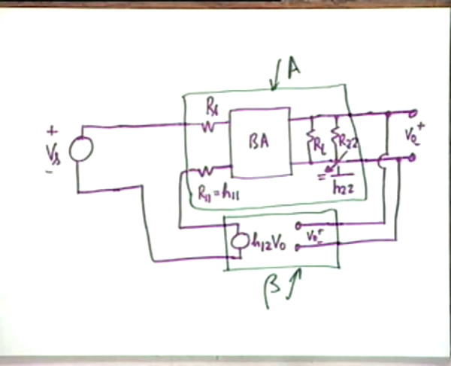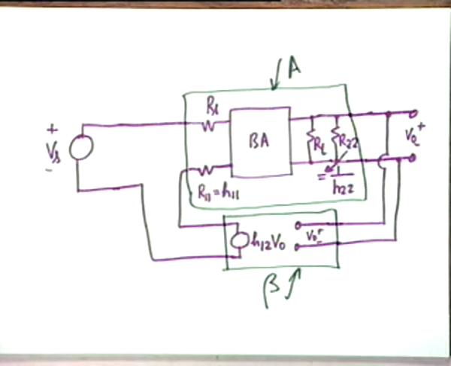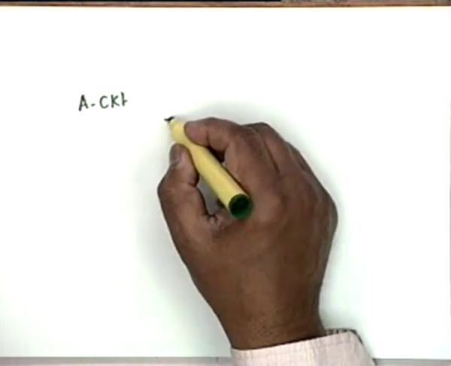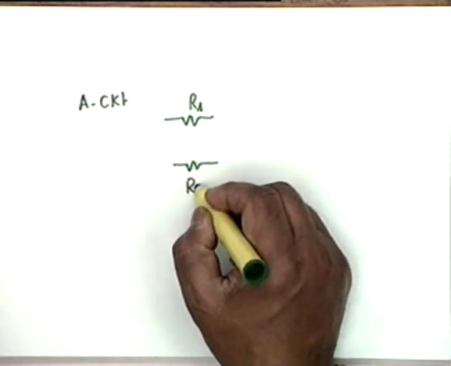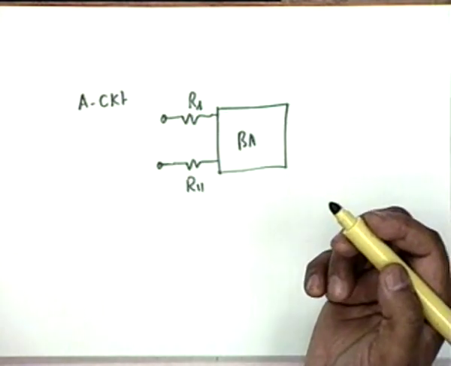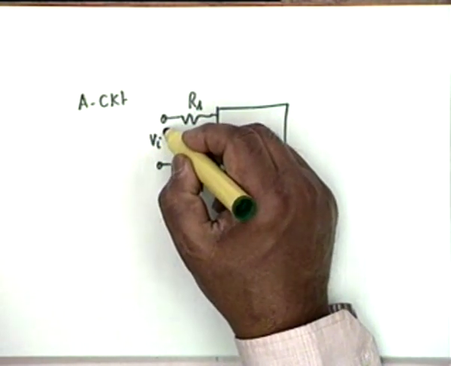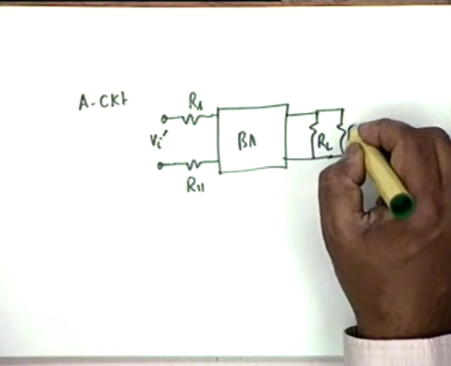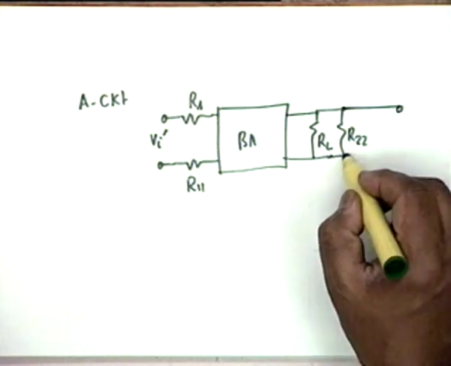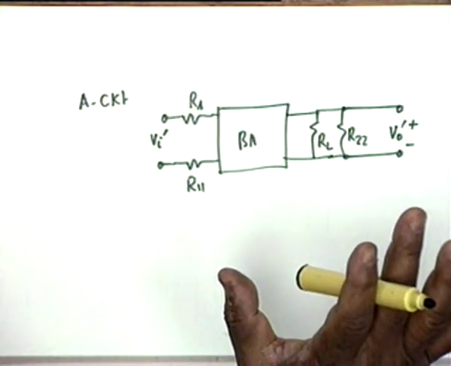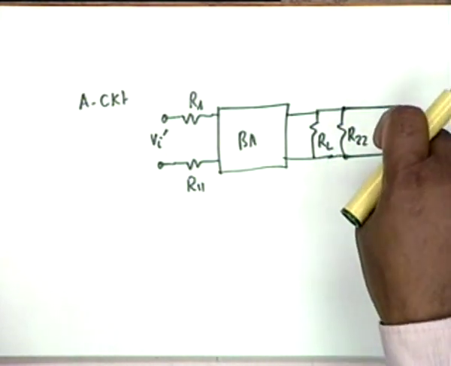We will take an example to illustrate how to do it in practice, but you notice that if we summarize the A circuit, I am repeating, the A circuit includes RS, includes R11, basic amplifier. The input is to be applied here, let us call this input VI prime. And the output shall have an RL and R22, then this voltage, let us say V0 prime, this is the A circuit, no feedback. The gain A shall be V0 prime divided by VI prime.